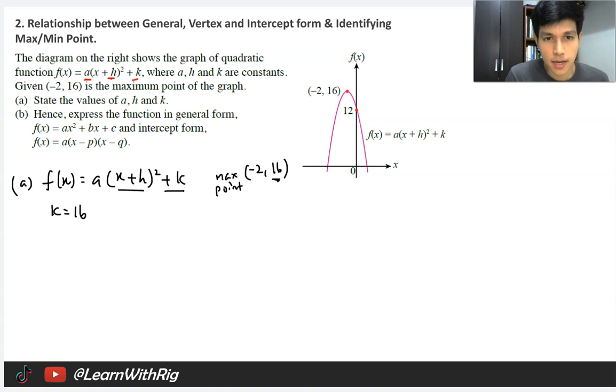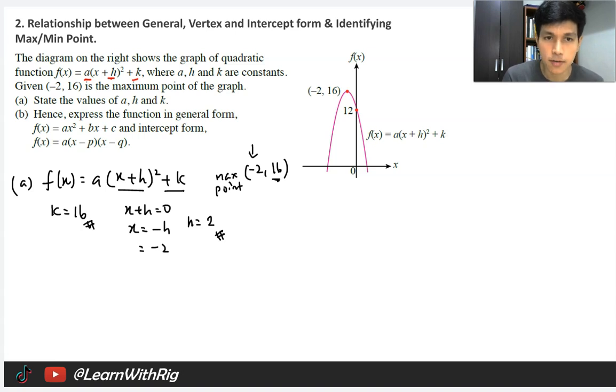So you know that x plus h should be equal to 0. So x equals negative h. And at the same time, you know that x is negative 2. Right? That's the x value. So in other words, the h value is equal to 2. Correct? So you've already found the h value and the k value.